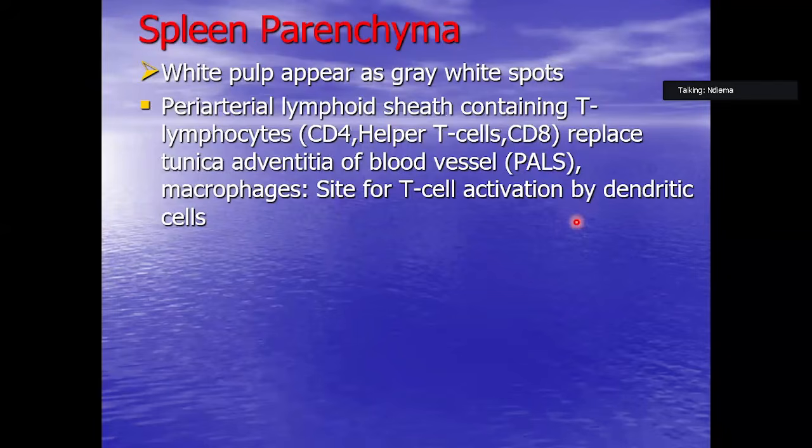Then we have the periarterial lymphoid sheath, which I've talked about, surrounding the central arteriole. This periarterial lymphoid sheath comprises of T lymphocytes, and this, I've said, replaces the tunica adventitia of the blood vessels. And then around that periarterial lymphoid sheath, we also have macrophages, and these macrophages are important in presenting the antigen to the T cells so that they get activated.